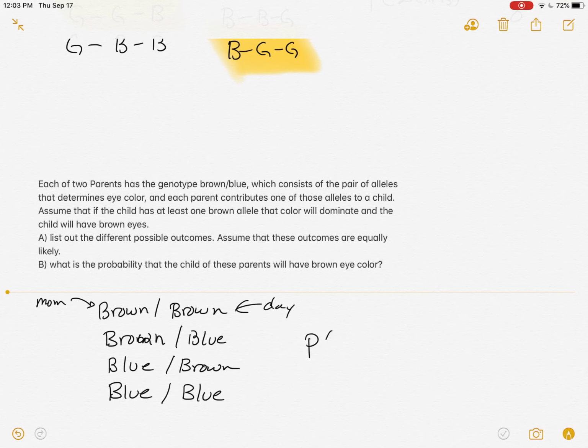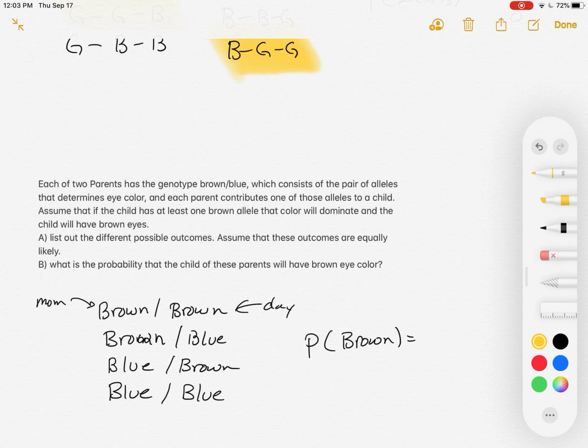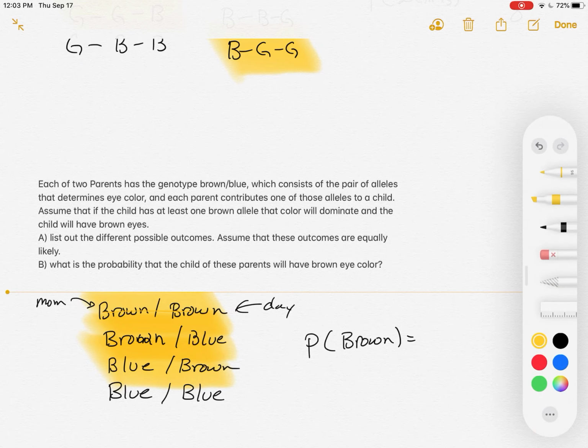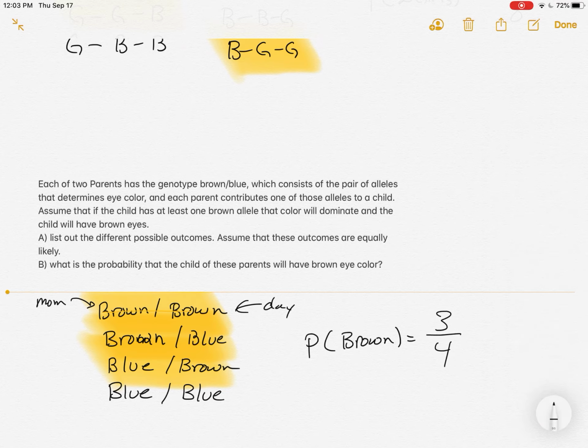So we want to know the probability that the child ends up with brown eye coloring. So he's going to have brown if we read this carefully: if the child has at least 1 brown allele. Let's highlight the ones that have brown alleles. This has a brown allele. This has a brown allele. And this has a brown allele. So we have 3 out of the 4. So the probability that that child ends up with brown eyes is 3/4.